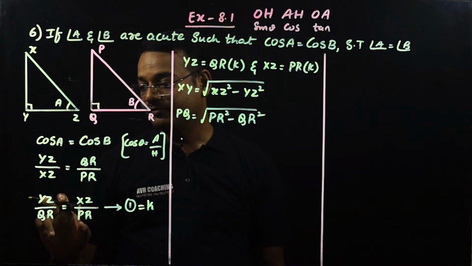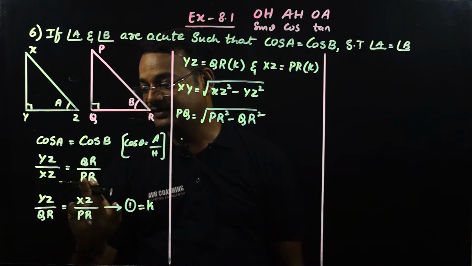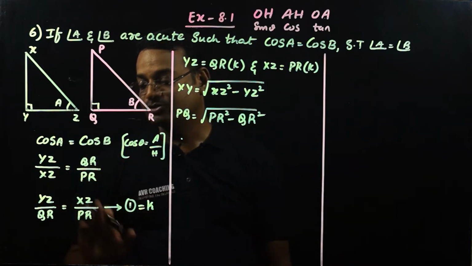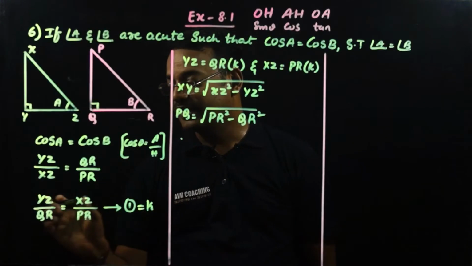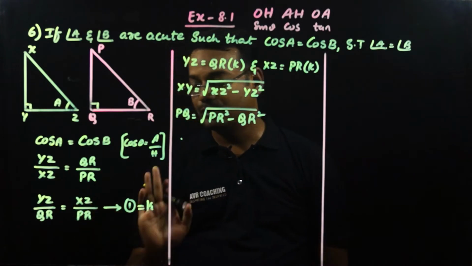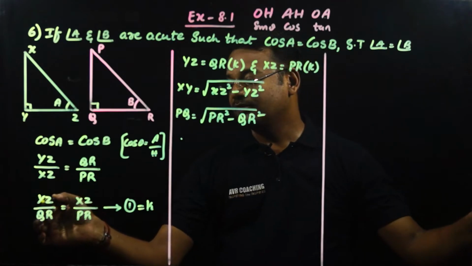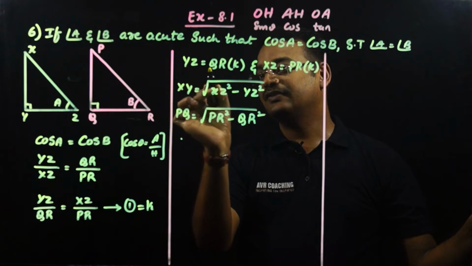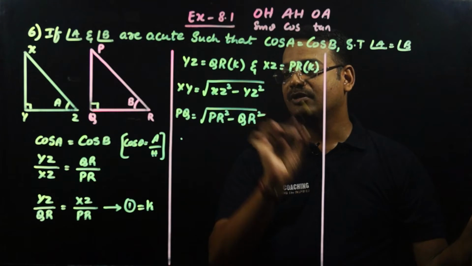So we'll take YZ by QR is equal to XZ by PR, with respect to the proportionality property of triangles. So this will be equal to 1, and we say YZ by QR is equal to K and ZX by PR is also equal to K, where K is some constant. So if you cross multiply, YZ by QR equal to K, then we get YZ is equal to QR into K, and XZ equal to PR into K.